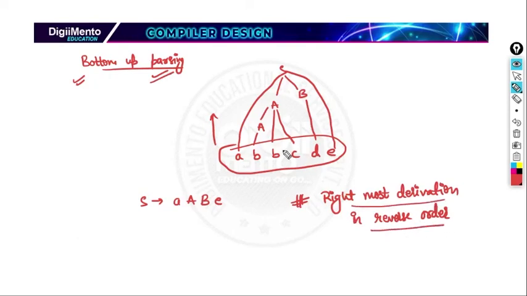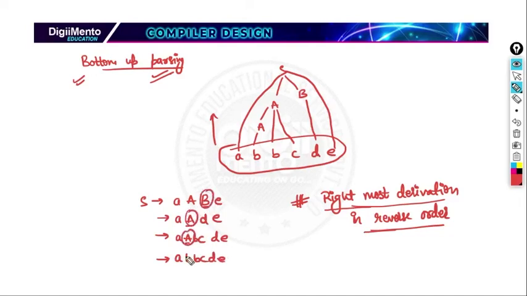In top-down parsing, what we did was leftmost derivation. So what is the meaning of rightmost derivation in reverse order? See this. Here I will derive from the rightmost variable. So this will be B, D, E, right? Then A is the rightmost variable here. So A, B, C, D, E. Then this is the rightmost variable here. So this will be A, B, B, C, D, E.